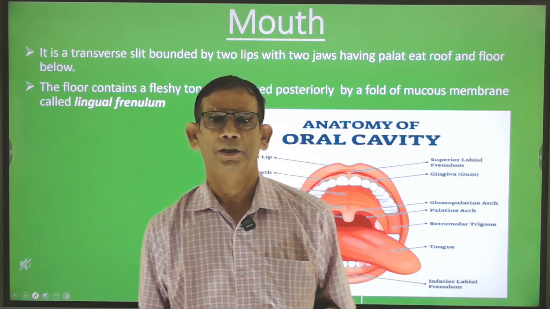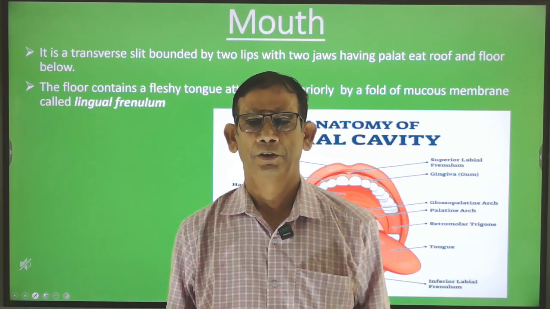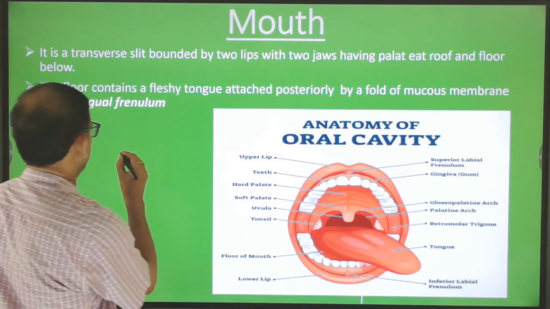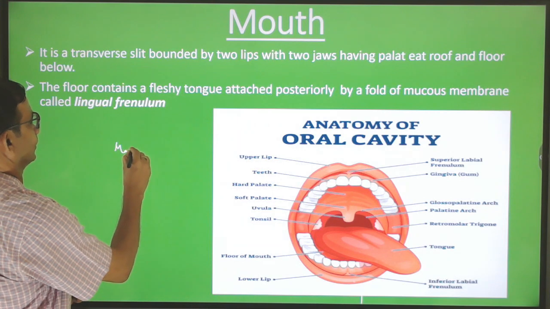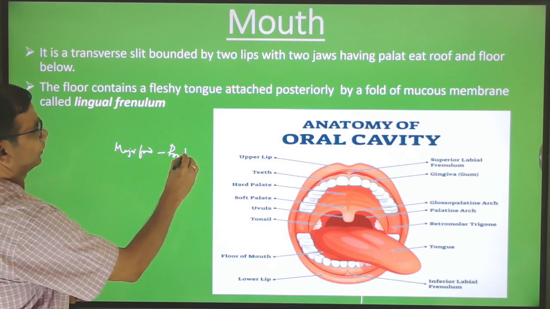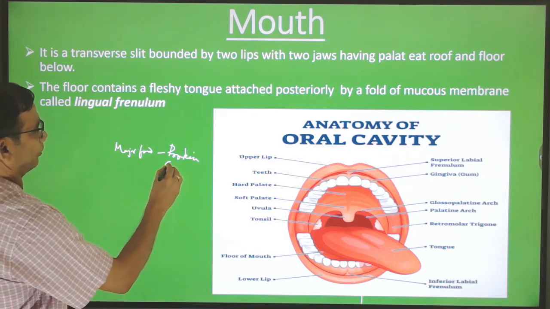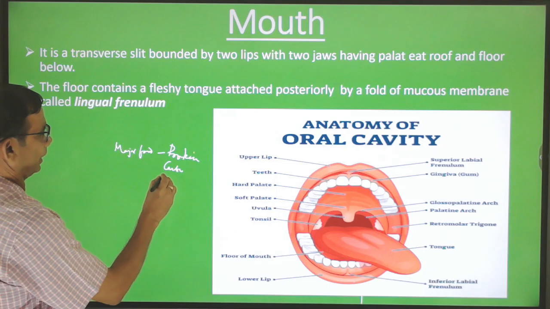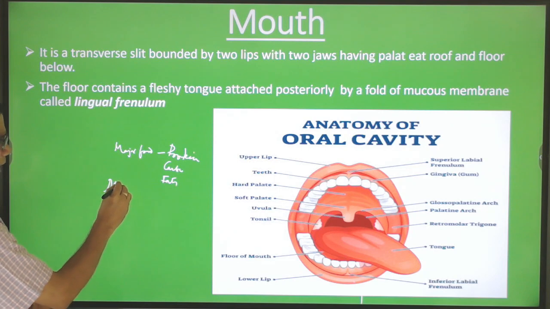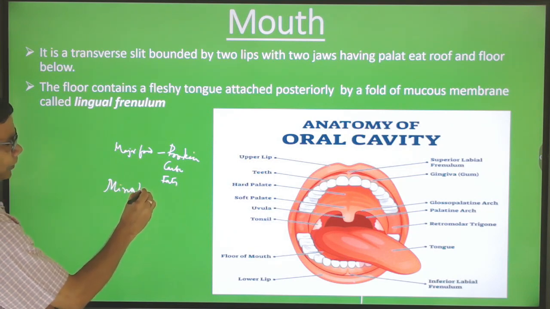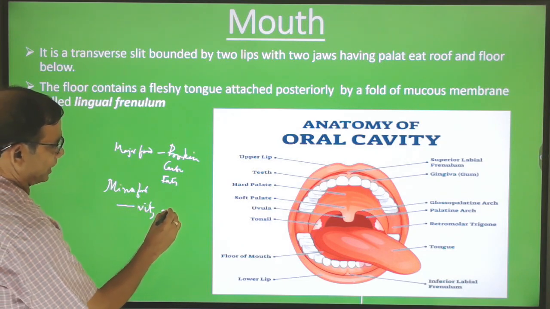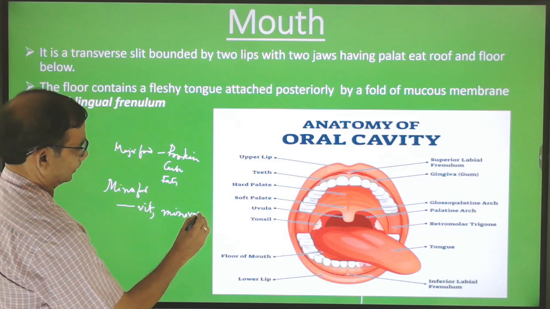Now this food can be divided into two parts. One is major food, another is minor food. What does major food contain? Major food contains protein, carbohydrate, and lipids or fats. In another way, the minor food contains vitamins, minerals, and water.